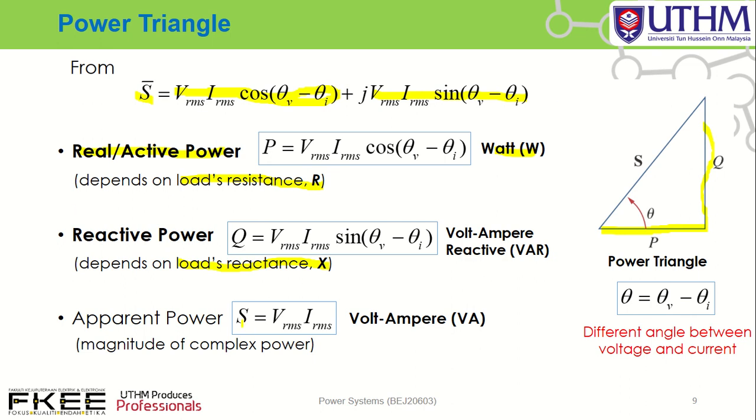Apparent power is equal to S equals V RMS I RMS. The unit is volt ampere. This is S.